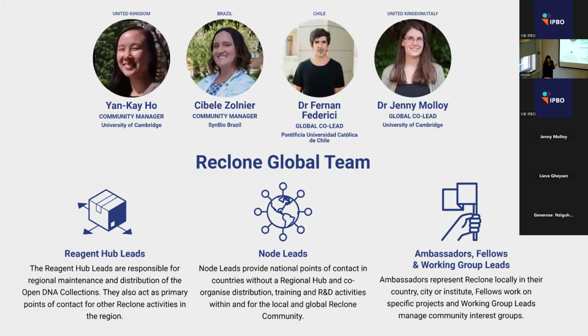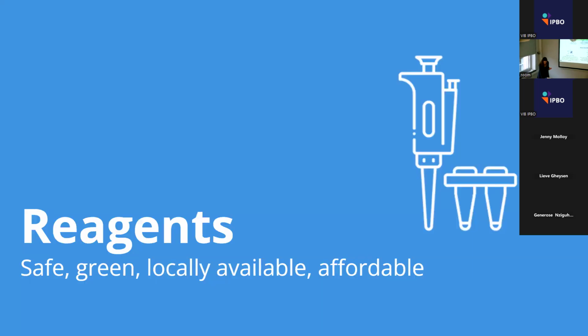And the Reclone team is led out of the UK, Brazil, and Chile at the moment. But we have reagent hubs. The furthest progressed is currently in Argentina, but we have one coming on board in Ghana and one in the Philippines. And these are the regional hubs, but then we're also building national points of contact as well. So if anybody is interested, let me know. So we've built that network. There's probably about 100 researchers currently on the forum. There were around, I think, 30 to 40 people in Argentina last week for a workshop there, which is very exciting.